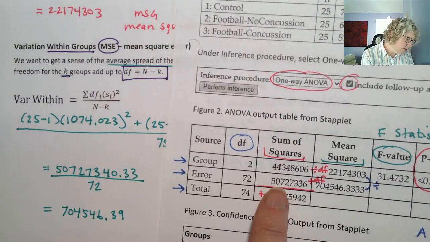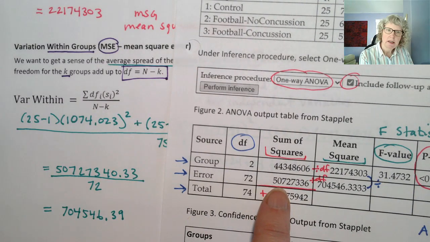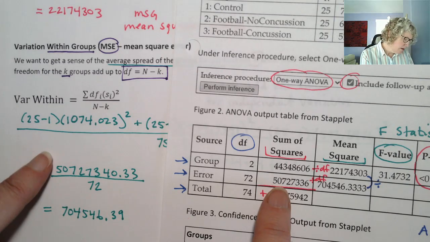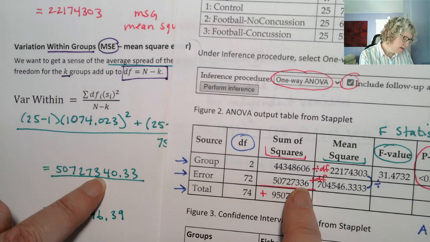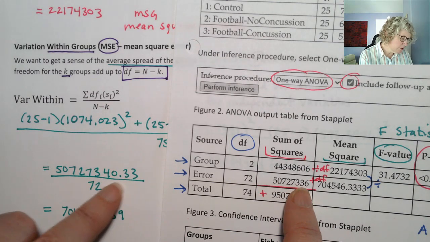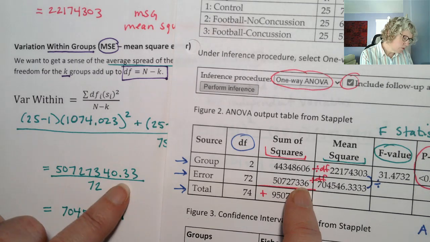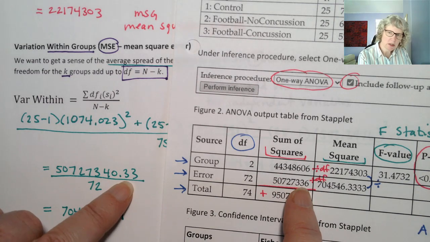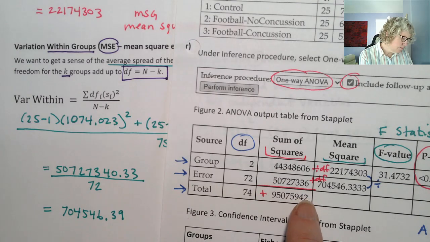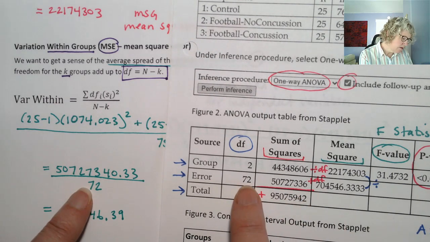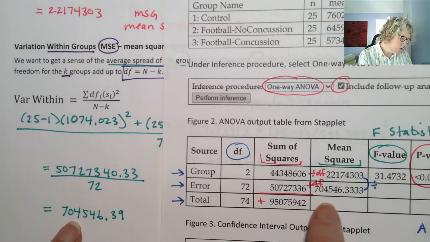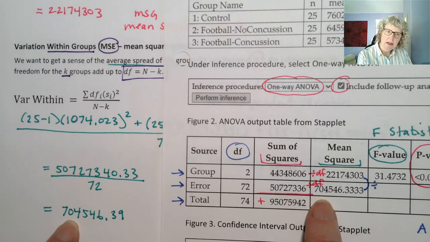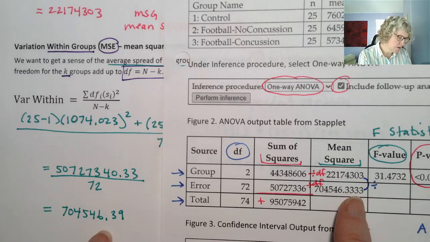And then the error is the variation within, and that's going to be our mean square error. So we have 507,273, this one's 36, and this is 40.33, so they're close. I think it has something to do with how the S's are rounded, what place they're rounded to. And then we divide by 72, which adds up to n minus 1 in total for the degrees of freedom. And then we get 704,546.33 versus 39. So very close there.